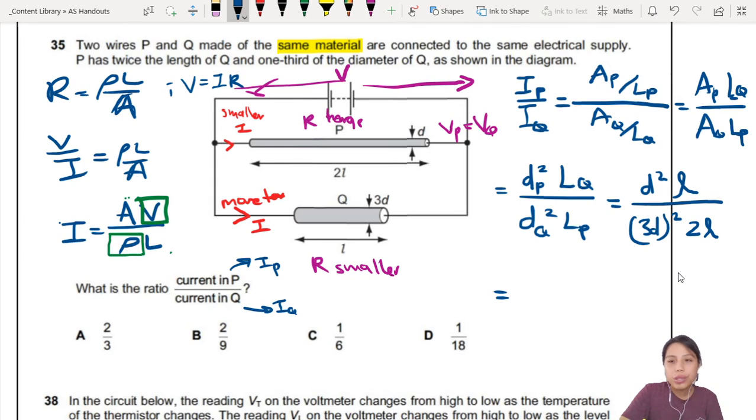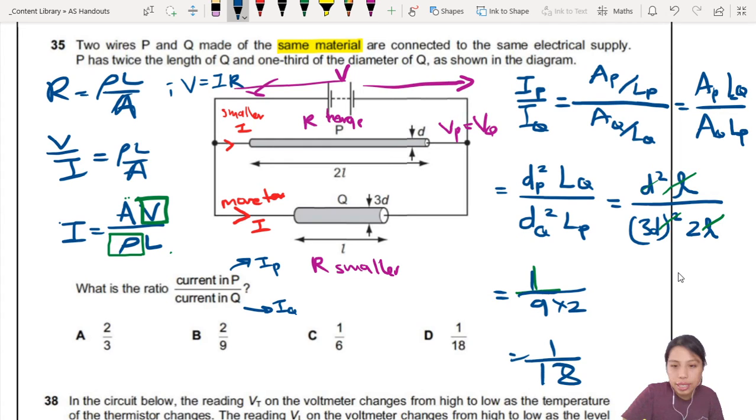Then you just see what else you can cancel out. So here L and L are just symbols already, so L and L can cancel off. They are not variables anymore. D squared and D squared can cancel out. So what's left is 1 over 3 squared times 2. That will be 1 over 9 times 2, 18. So 18. Ta-da! That's how you can find that thing.